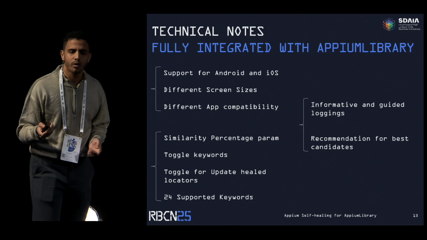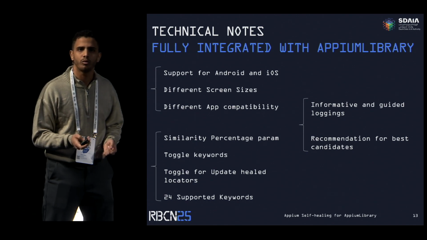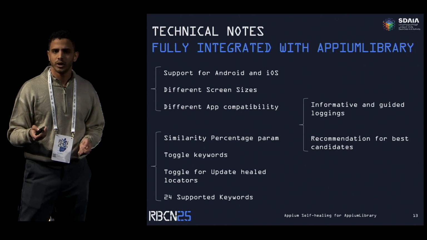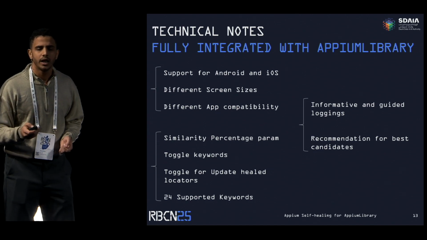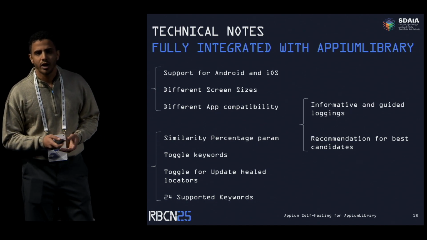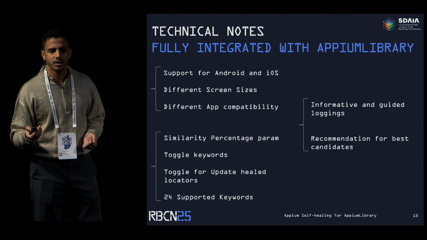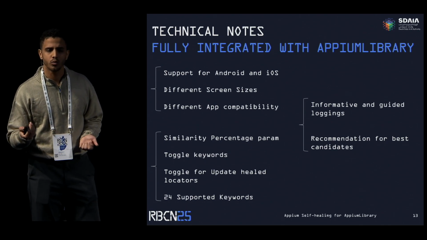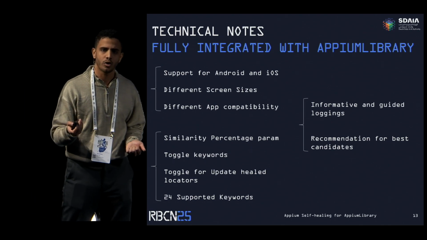The key takeaway of this is that it's fully integrated with Appium RobotFramework, and it supports Android and iOS, different screen sizes, and different app compatibilities. Also, we have informative logging and guides. And we are supporting 24 robot keywords.